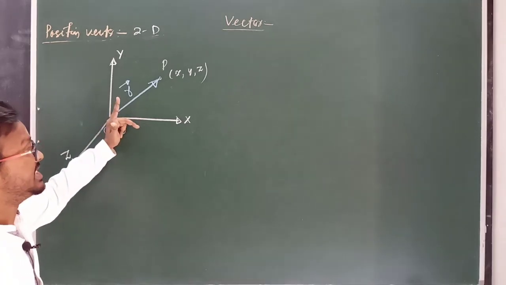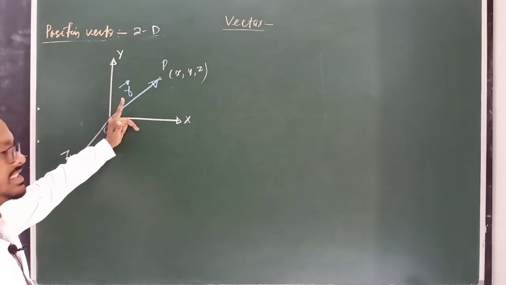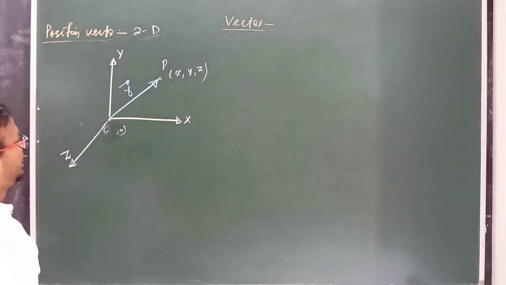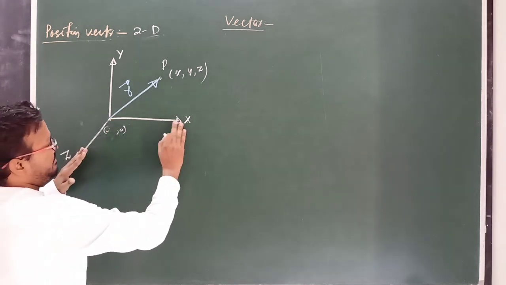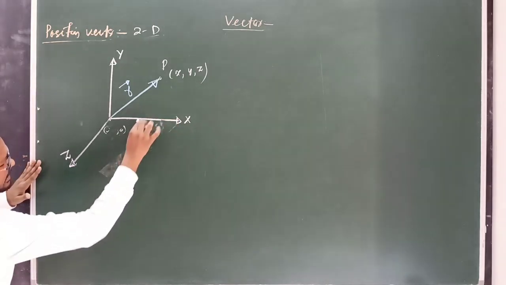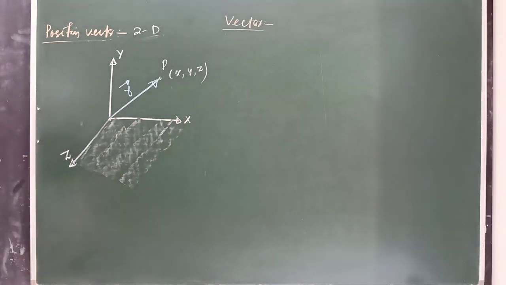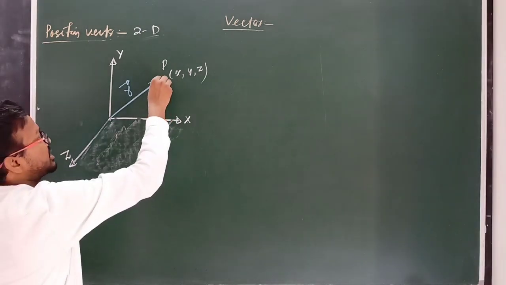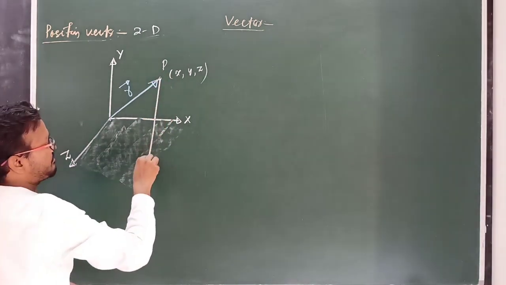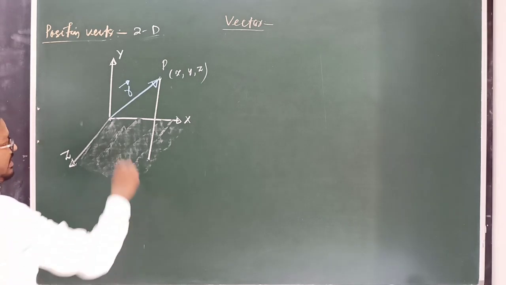So how can we represent this vector in the three-dimensional case? In this case, there is a plane, and this plane is known as the xz plane. Clear? So first draw a perpendicular here.